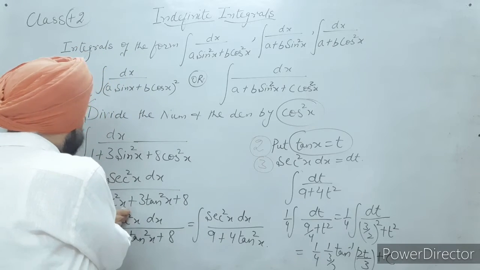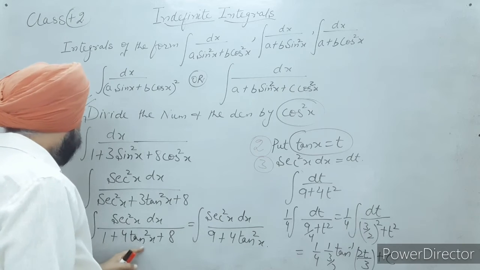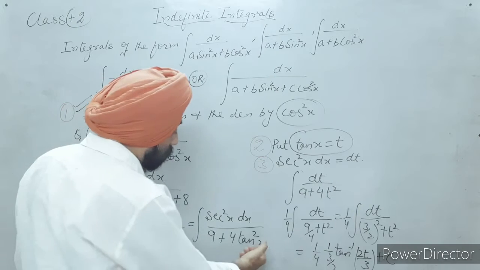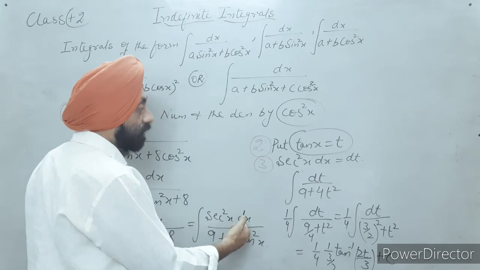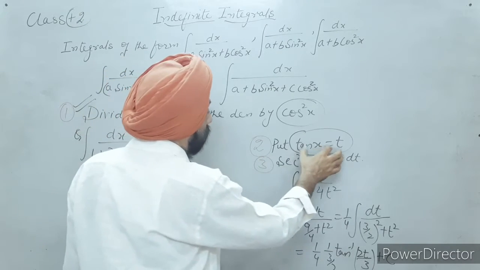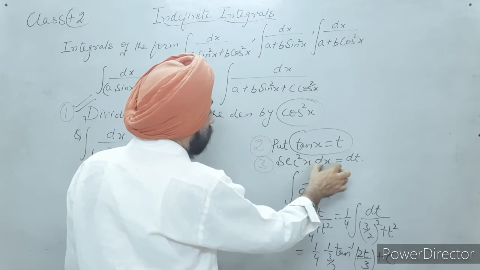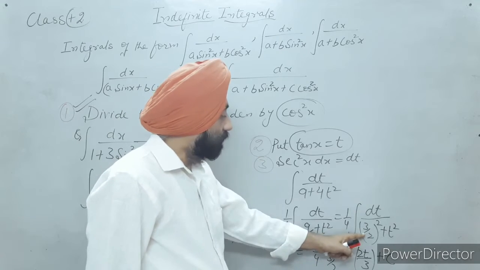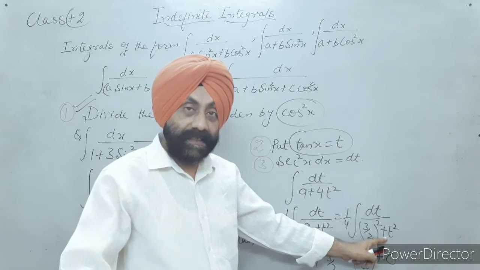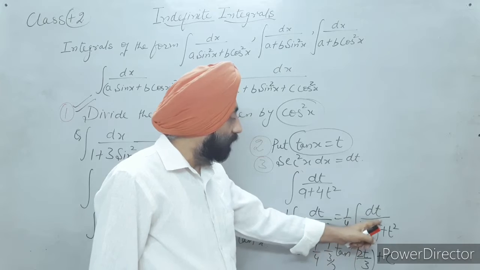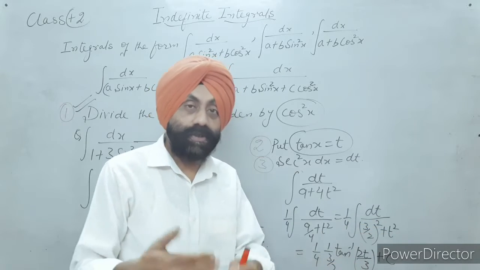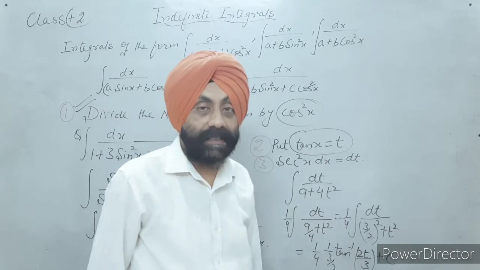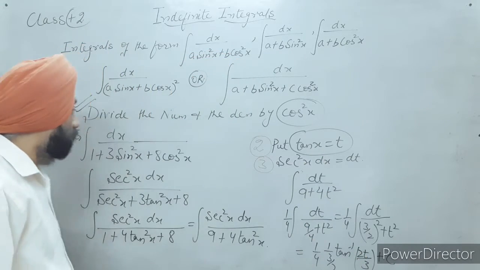Now I changed this into tan square x. I got 1 plus 4 tan square x plus 8, that is this. Now I know the derivative of tan x is secant square x dx. I substituted tan x equals t, so secant square x dx is dt. Solved it. Here I have applied the formula for a square plus x square, that is 1 over a tan inverse of x upon a, that is t upon a. A was 3 by 2, where t is equal to tan x. This is the way we solve this.